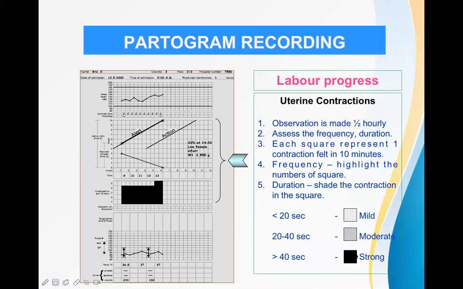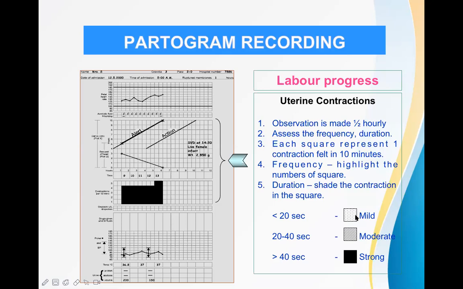Now let's correlate this completely black color with this. This is a strong contraction which is shown in the graph. Moderate contractions are shown like this, and mild contractions are shown like this. So we may show you another graph, and in that graph, instead of this uniform black color, if we show this type of color, you clearly know this is a mild type of contraction which may not be enough for delivery or the progress of labor.